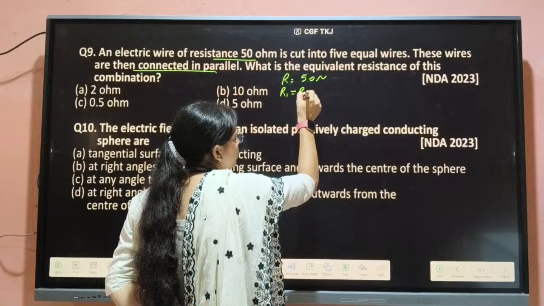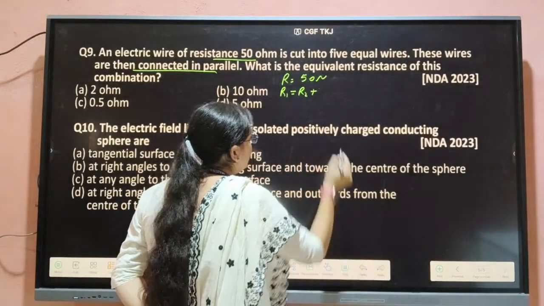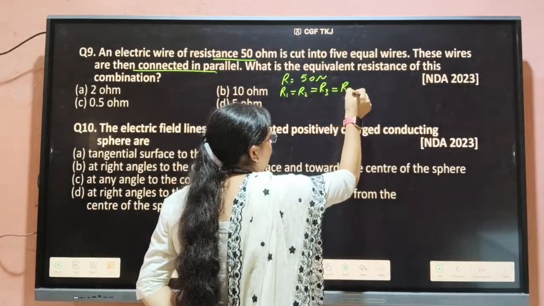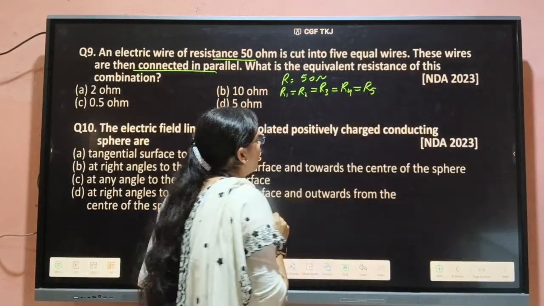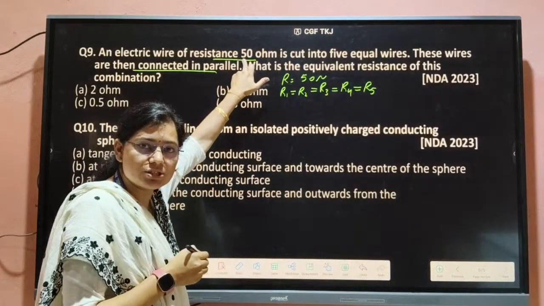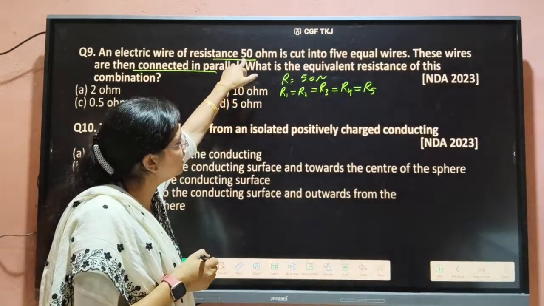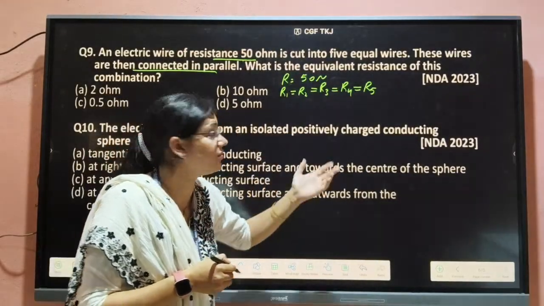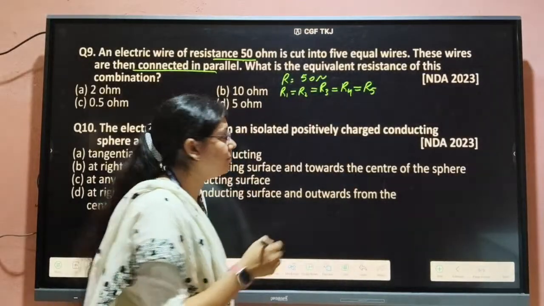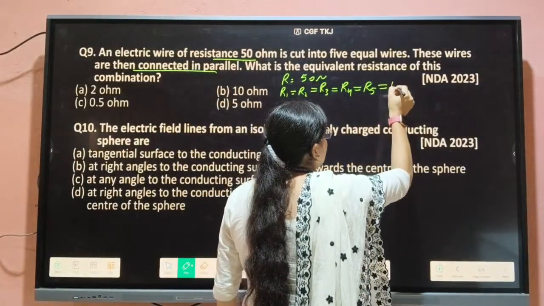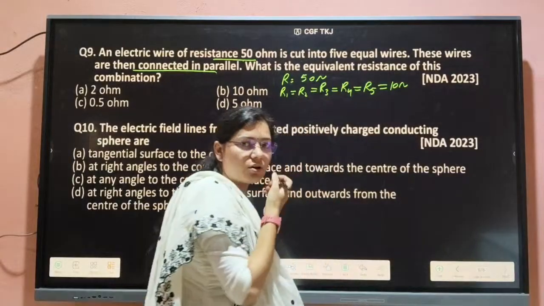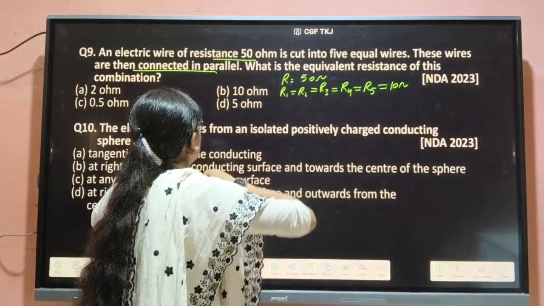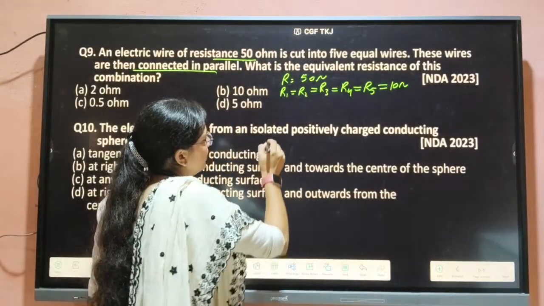So this one resistance will be divided into 5 equal parts. R1 equal to R2 equal to R3 equal to R4 equal to R5. One wire is there whose resistance is 50 ohm divided into 5 equal portions. So here we can write R1, R2, R3, R4, R5, all resistances will be in equal amount. So each resistance will be equal to 10 ohm. Yes or no? 10 into 5, then it will be 50. Clear? So here, what is the equivalent resistance? We have to find out equivalent resistance.